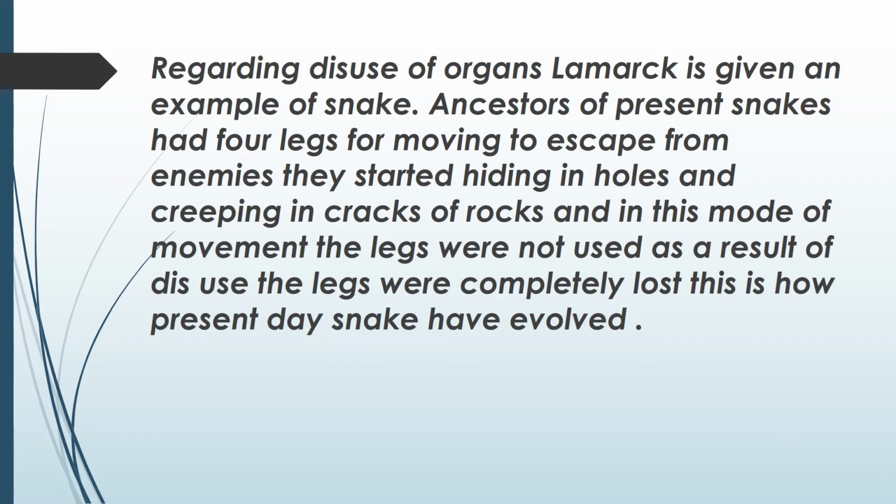Regarding disuse, Lamarckism gives the example of the snake. Lamarck gave this example: the ancestors of snakes had four legs for moving from one place to another on land. In order to escape from enemies, they hid in rocks, holes, and cracks of rocks here and there. The snakes started hiding and creeping in narrow cracks, and they were just using their body muscles while resting and hiding there in the holes and creeping in the cracks of rocks. They used their body muscles, not their legs, all the time.